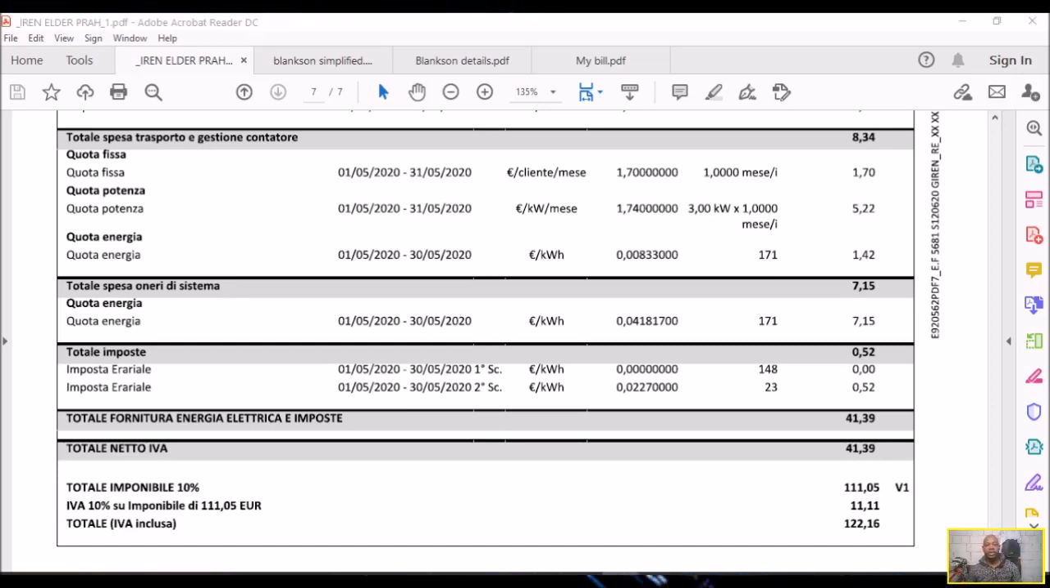And like I said before, I had 3 different bills: Enel, Enel Mercato Libero, and this one. But I'm not going to add the Enel Mercato Libero because this is also a Mercato Libero, and it explains much of the Mercato Libero.